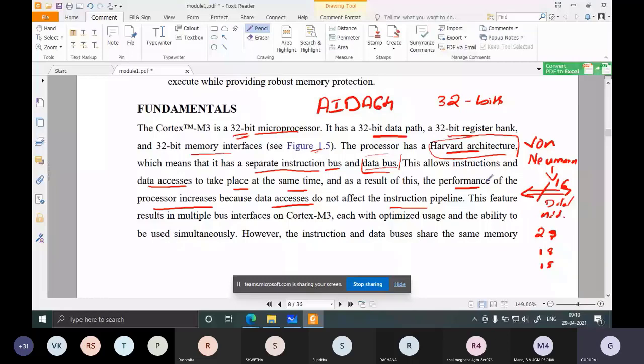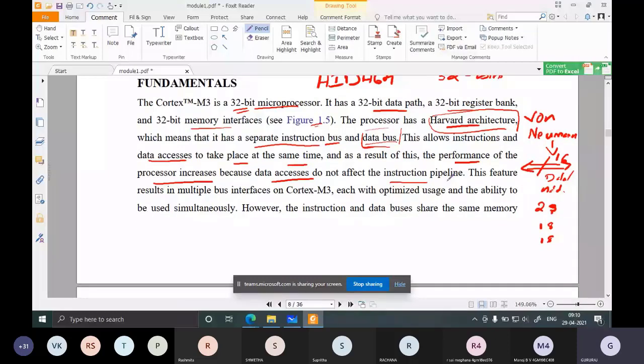So this Harvard architecture feature results in multiple bus interfaces on Cortex M3, each optimized for its own usage and able to be used simultaneously. There will be more than 2 buses available in the Cortex M3, each having a fixed function. Since there are dedicated buses for each function, the access will be much faster.